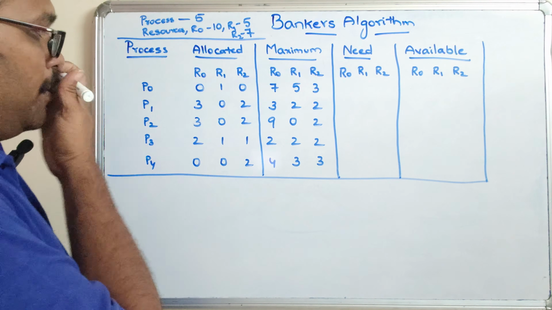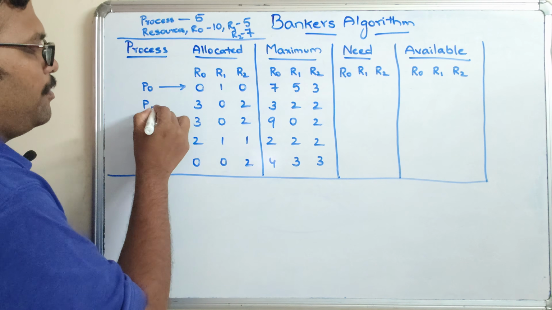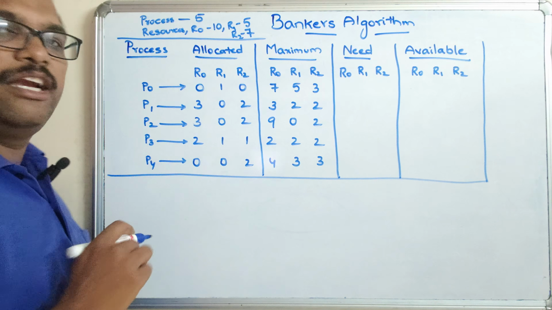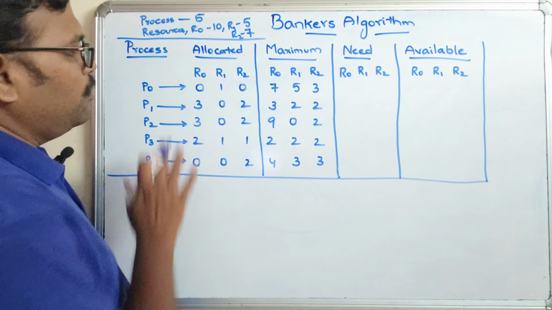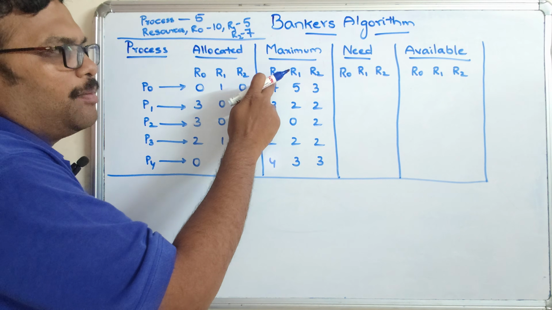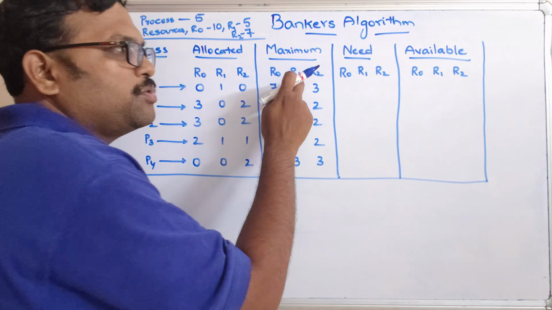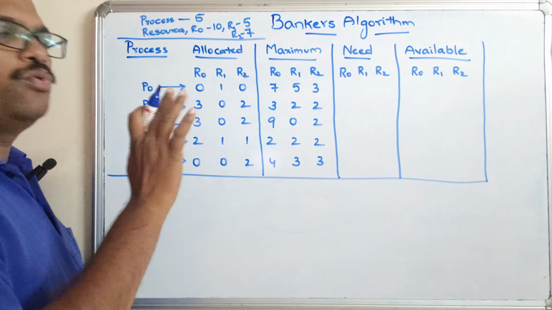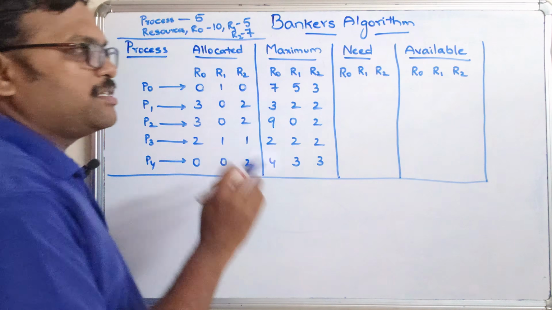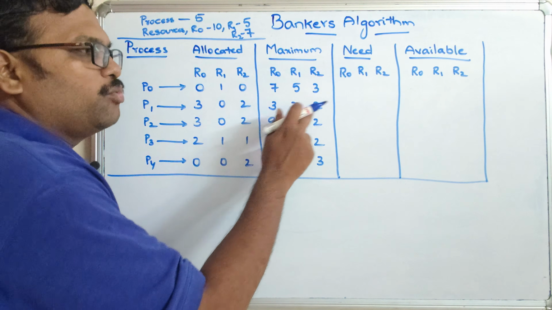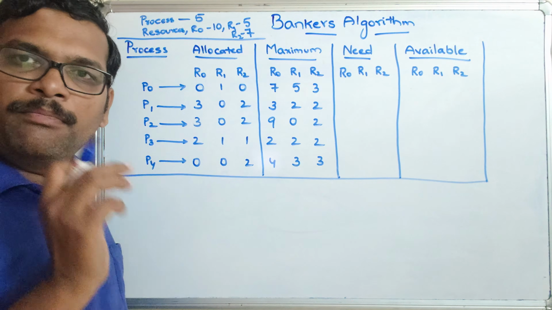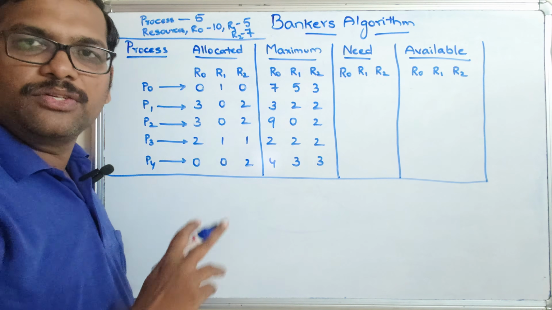See, P0, P1, P2, P3, and P4. Let it be some 5 processes. P0 requires a maximum of 7 R0 resources, 5 R1 resources, and 3 R2 resources to complete its execution. Similarly, P1 requires 3, 2, 2. That means 3 resources with the numbers 3, 2, 2 to complete its execution. So that is the maximum resources required to complete its execution.